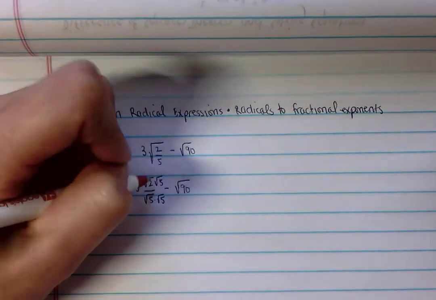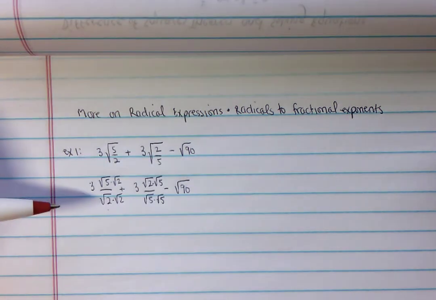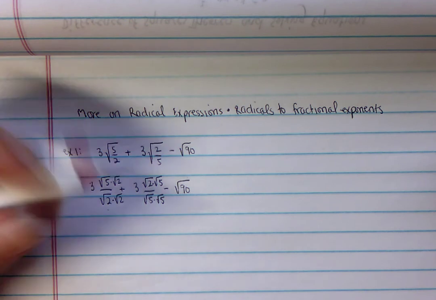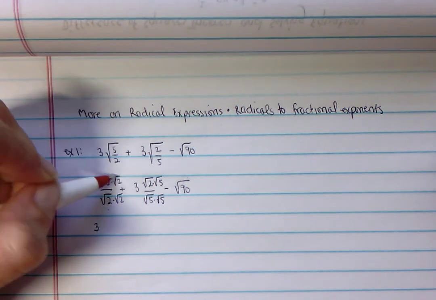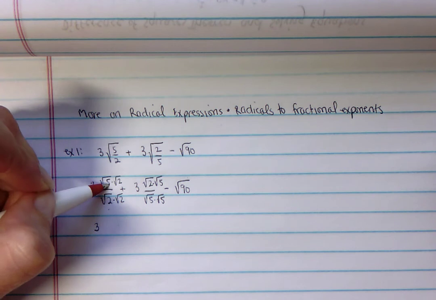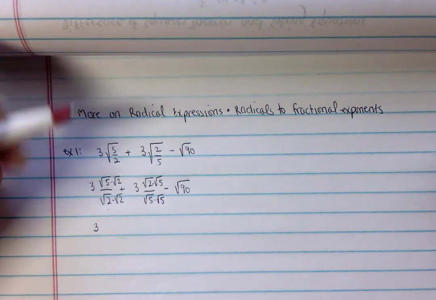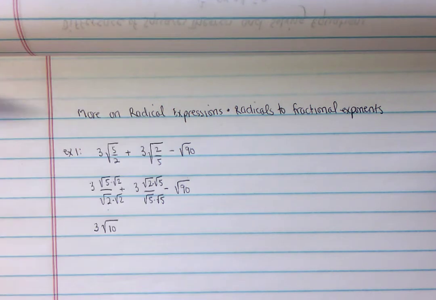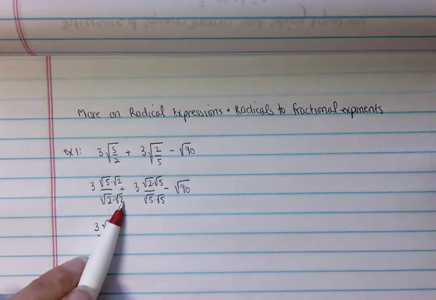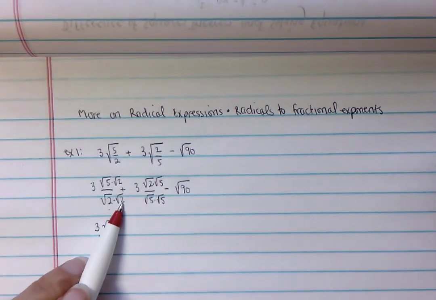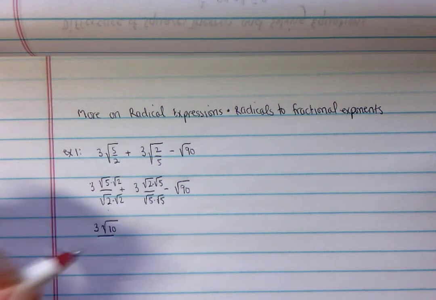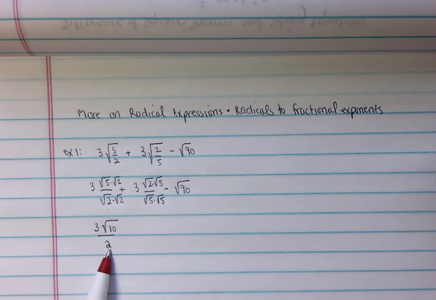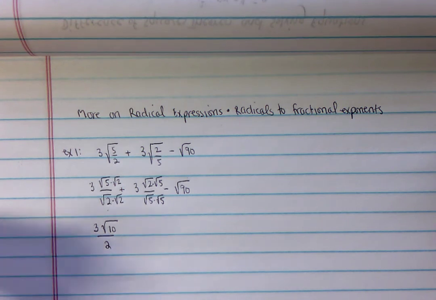Root 5, okay, and then we're going to get 3, and then when you multiply these two together, you can say it's the square root of 5 times 2, which is 10, and then root 2 times root 2 is root 4, and root 4 is 2, so you've just gotten rid of the root on the bottom, which is what we wanted to do.